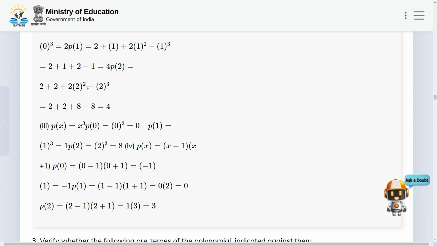So now p of 2 is equal to 2 plus 2 plus 2 times 2 square minus 2 cube. Okay, and this is equal to 2 plus 2 plus 8 minus 8, and here plus 8 and minus 8 will cancel, and this is equal to 4. Okay, so the value of p of t at point t is equal to 2 is 4. Okay, so now let us see the third one.